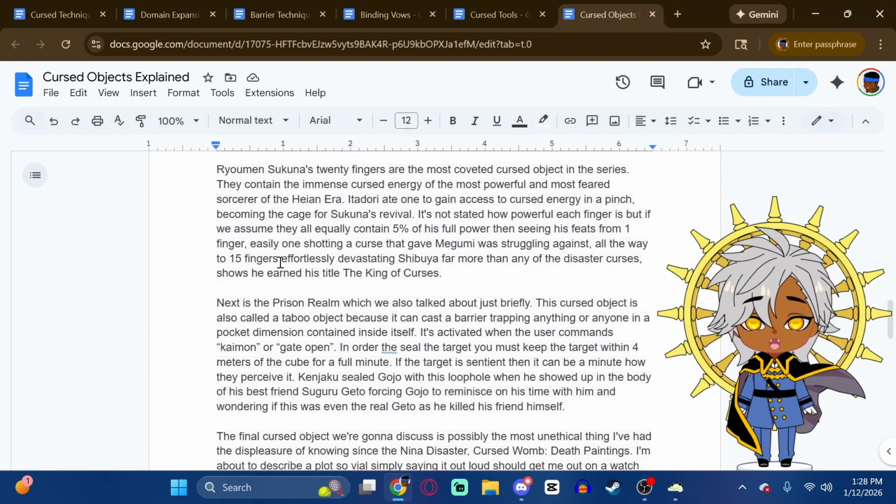So we're gonna start our list talking about that. Sukuna's 20 fingers are pretty much the most coveted object in the entire series, and they contain immense cursed energy to the point where he was actually the most feared sorcerer of the Heian era. And as we'll see later, there's not many characters that can really stack up to his abilities.